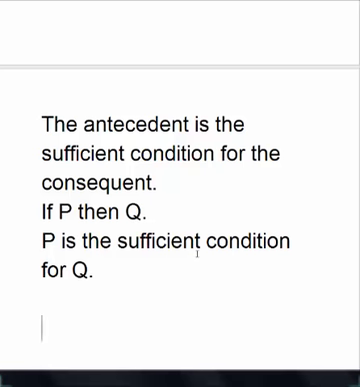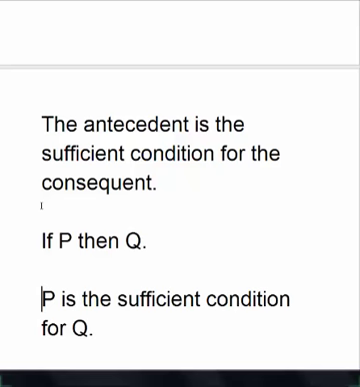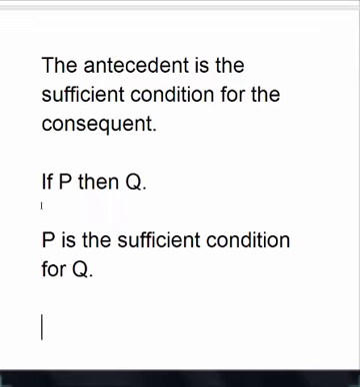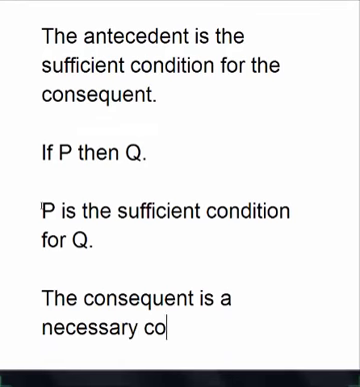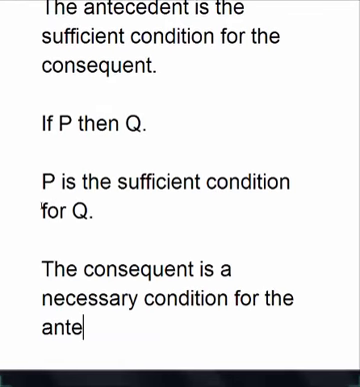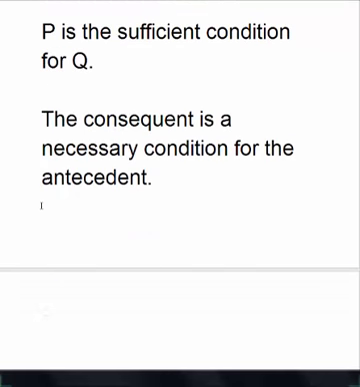The other half of that is that in a conditional of this form, if P then Q, the consequent, in this case Q, is a necessary condition for the antecedent. What does it mean to be a necessary condition as opposed to a sufficient condition? Well, a necessary condition is a condition that must be true in order for something else to be true. So that if it's not true, then we know that that something else is not true. But it's not sufficient in itself to bring things about.